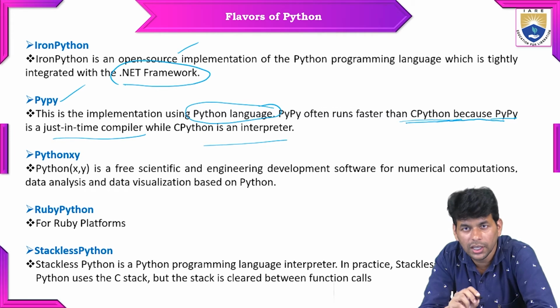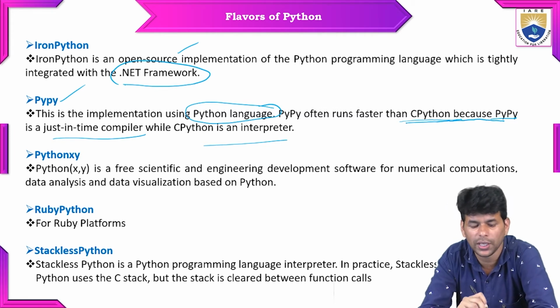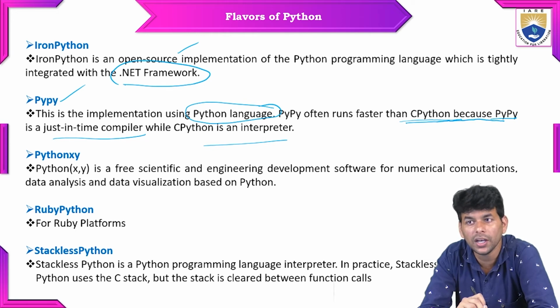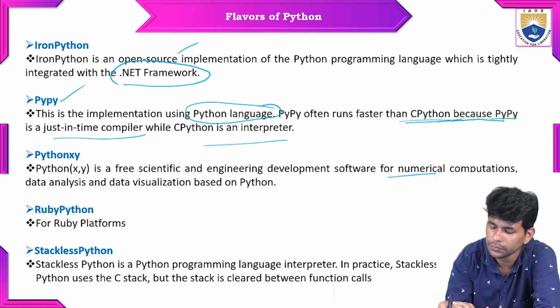Is that clear? The next one is Python(x,y). Python(x,y) is a scientific and engineering development software for numerical computation. What are we doing here?